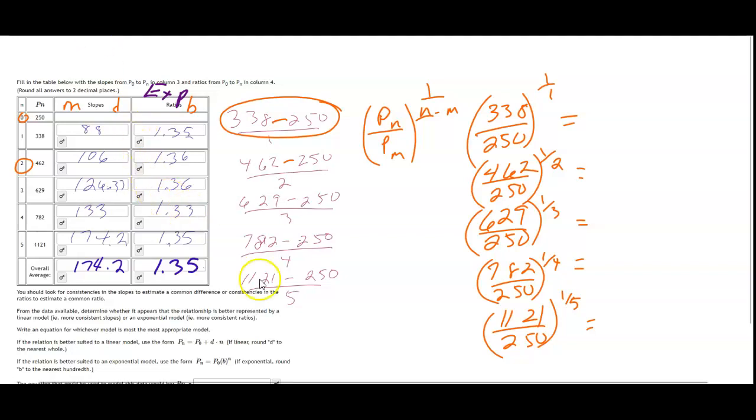So as we come down below, it says you should take a look for consistencies in the slopes and consistencies in the ratios, and estimate a common ratio, which we'll take the overall average, the 1.35, this last one. So it says if the relation is better suited to an exponential model, which it is, use this form, p sub n equals p sub 0 times b to the n power.